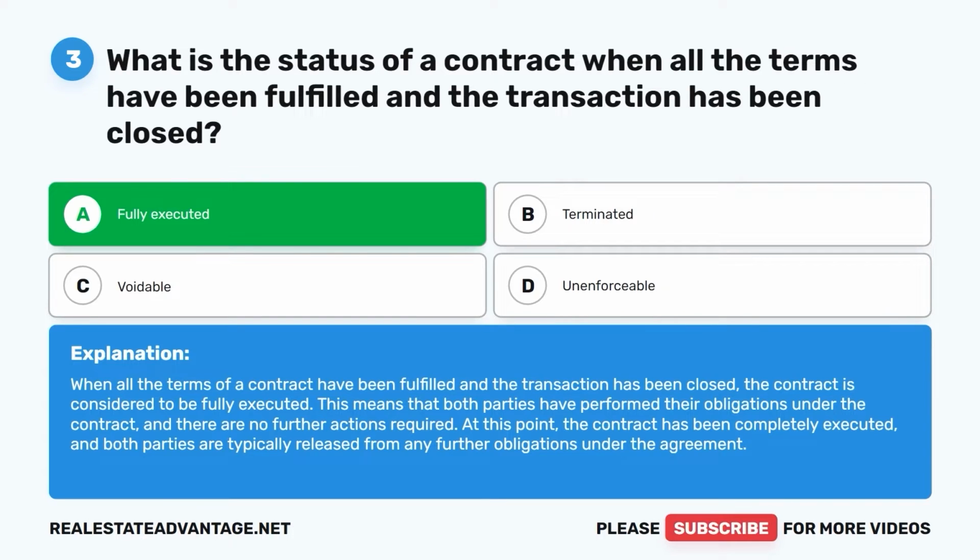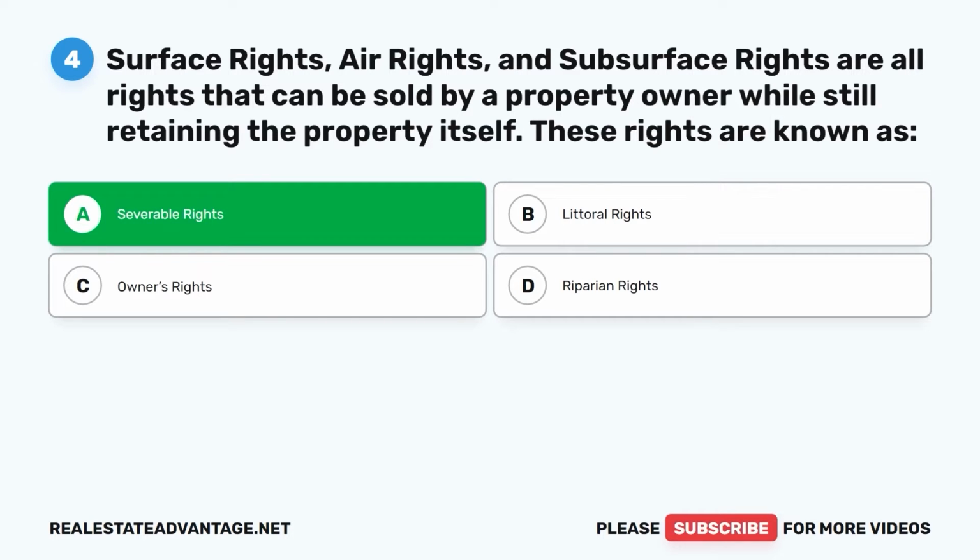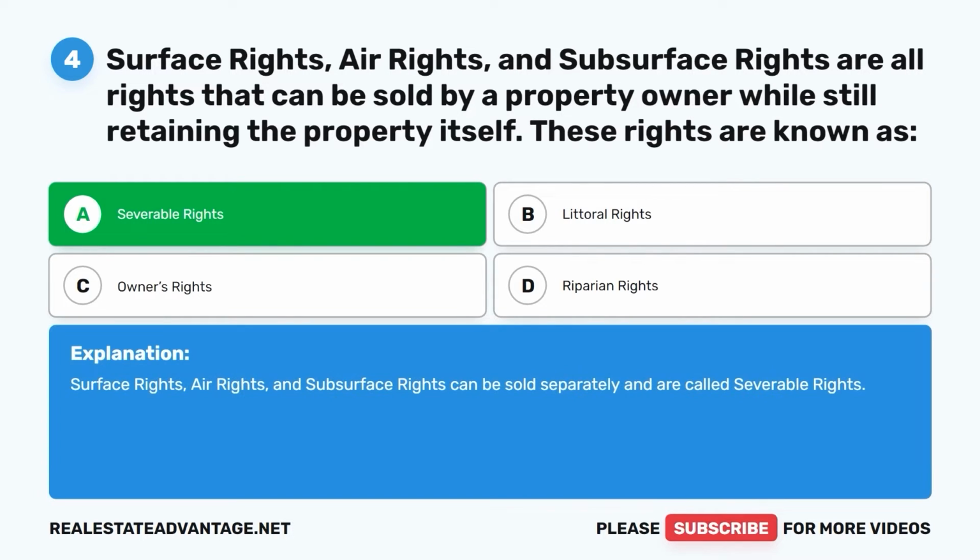Question 4. Surface rights, air rights, and subsurface rights are all rights that can be sold by a property owner while still retaining the property itself. These rights are known as A. Severable rights. B. Literal rights. C. Owner's rights. D. Riparian rights. The correct answer is A. Severable rights. Surface rights, air rights, and subsurface rights can be sold separately and are called severable rights.